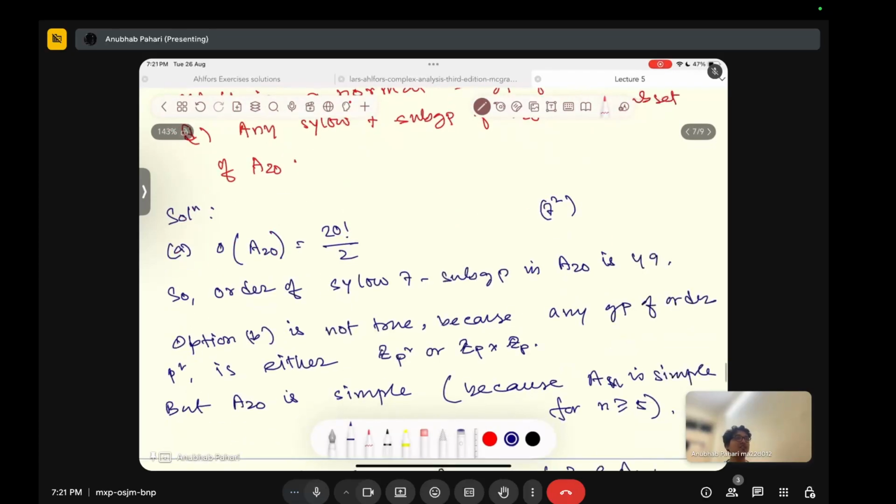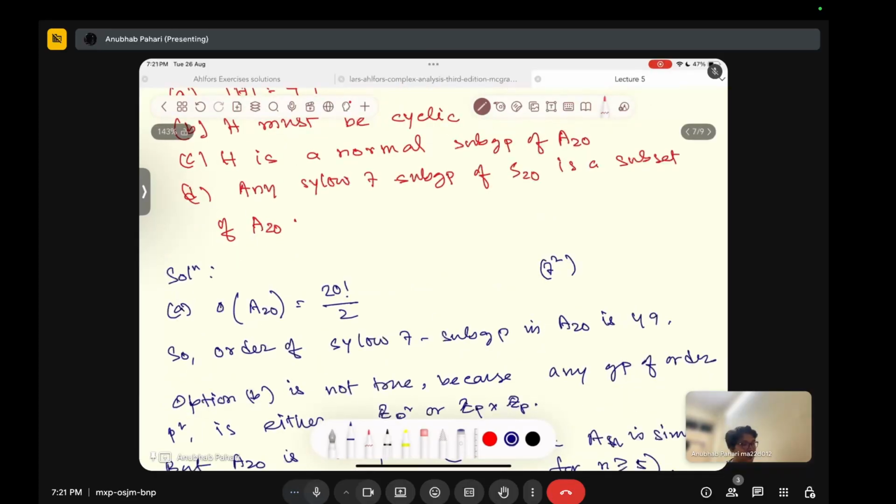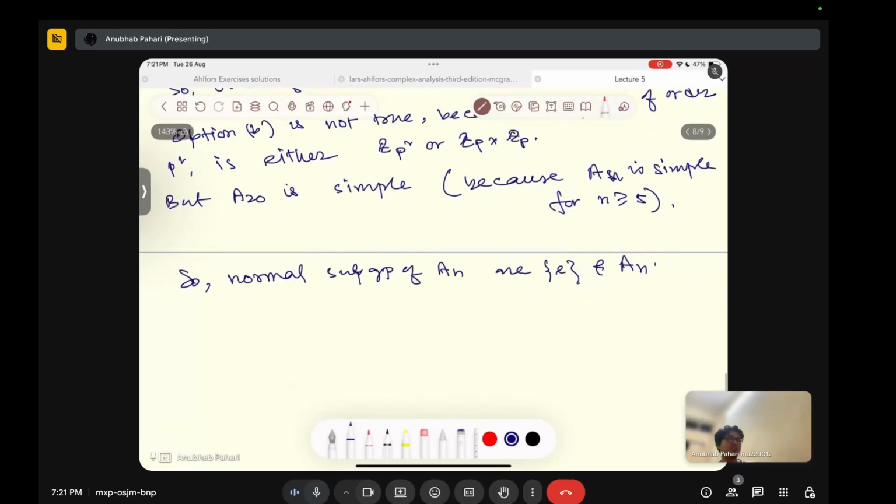And option D may be correct, because there is a theorem that any odd order subgroup of S_n is contained in A_n. Yes, sir. So claim: any odd order subgroup of S_n is contained in A_n.